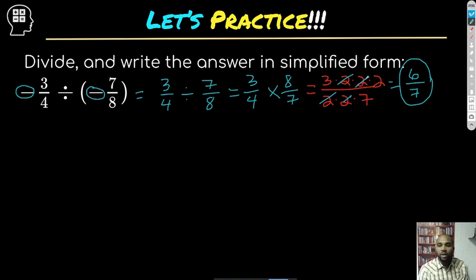Now, if I didn't draw out those prime numbers, I would have gotten 3 times 8, which is 24, because you go straight across, right? And 4 times 7, which is 28.